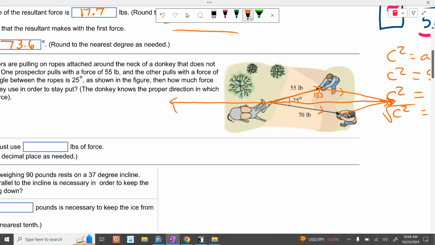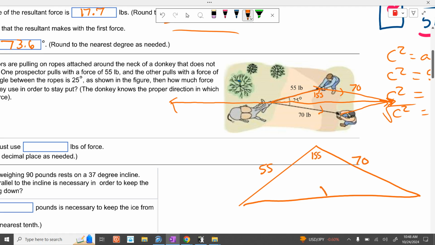155 degrees. Now, if this is a 70-degree force, all of a sudden, I have a triangle with 55, 155, and 70, and I want to find this side from earlier in this chapter. How do I find what x is if I have a side, an angle, and a side?